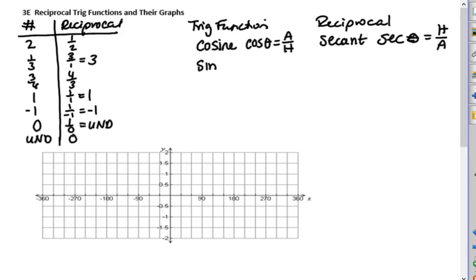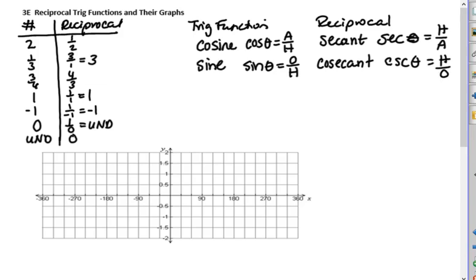We have sine. Sine of theta is opposite over hypotenuse. Its reciprocal is called cosecant, which is abbreviated CSC. Cosecant of theta is hypotenuse over opposite.